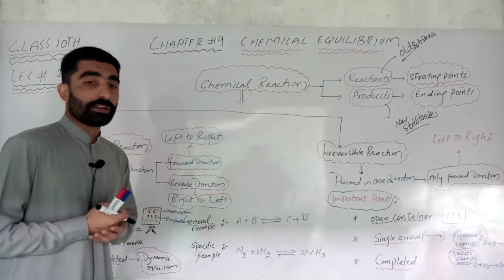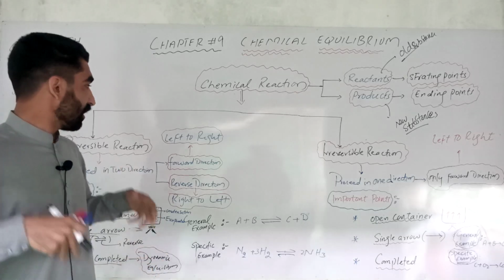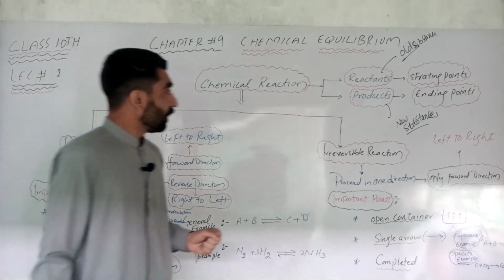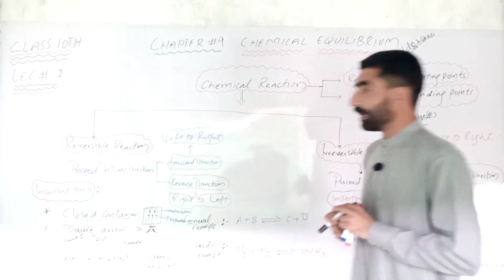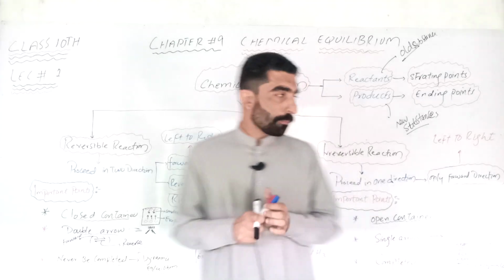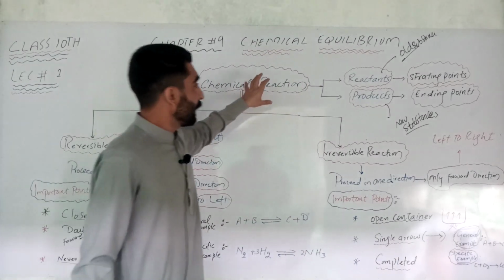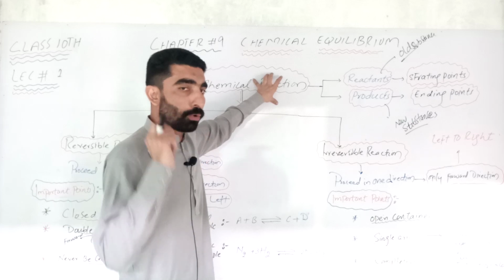What is a chemical reaction and what are its types? First one, what is a chemical reaction? A chemical reaction is basically a process in which new substances are formed from the old substances. Meaning, a chemical reaction is a process in which new substances are formed from the old substances.